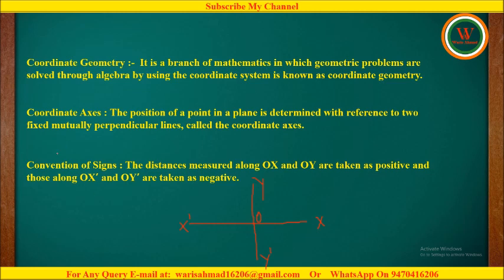So here, according to the convention of signs, the distance measured along OX, meaning the distance O to X, will always be taken as positive, as well as OY is also taken as positive, while on the other hand OX dash and OY dash are always taken as negative. This is termed as convention of signs. Now our next topic is distance formula. So right now we will learn how to derive the distance formula.